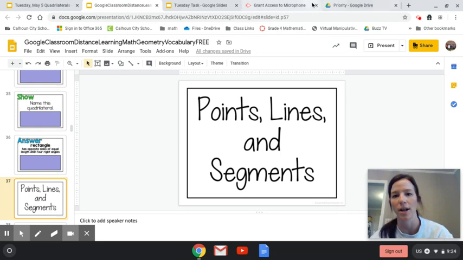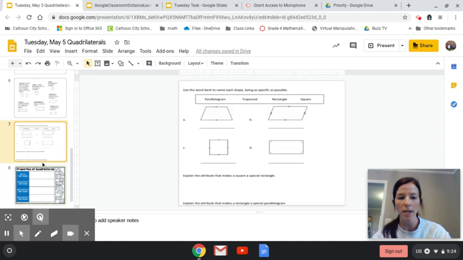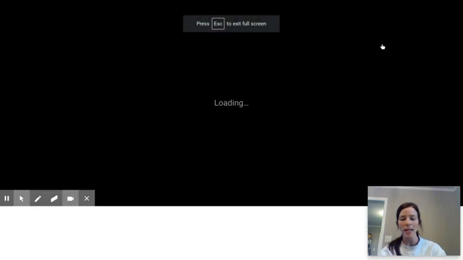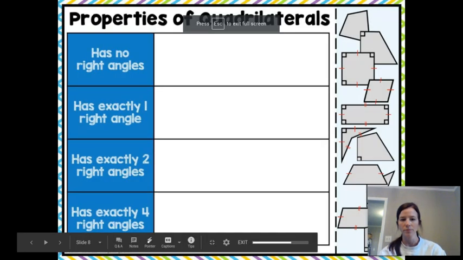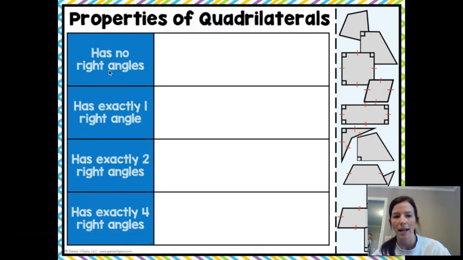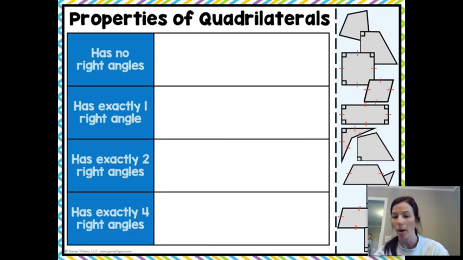Amazing job. Okay, so our time together is almost over. So I want to explain what you're going to see in your task today. I'm not going to do it, but I wanted to explain it. So right here, these are properties of quadrilaterals. So it has right angles, has exactly one right angle, has exactly two right angles, has exactly four right angles. So you see these shapes over here. You're going to have this one, but you're also going to have a different one with different properties that you might use to classify shapes.